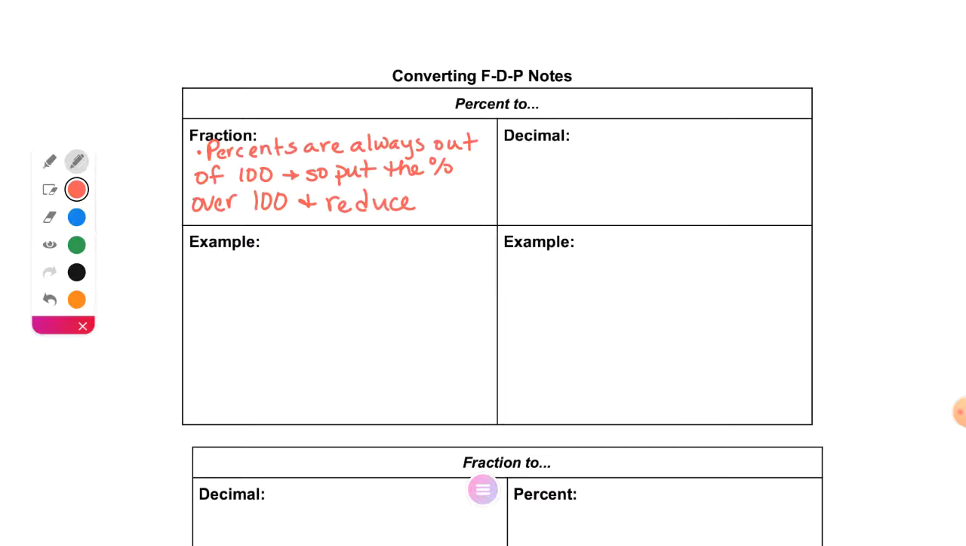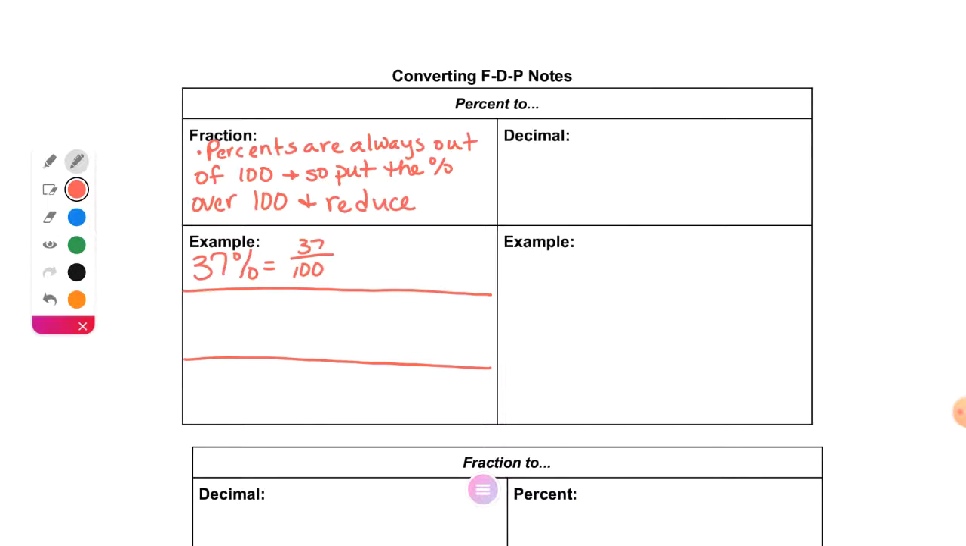Then we're actually going to do 3 examples. Okay, so I'm going to draw 3 lines here because we're going to do 3 examples. So try and divide that example box into 3. Okay, first one we're going to do is we're going to change 37% to a fraction. You can tell me, what would that be? Owen? 37 over 100. Can that be reduced?